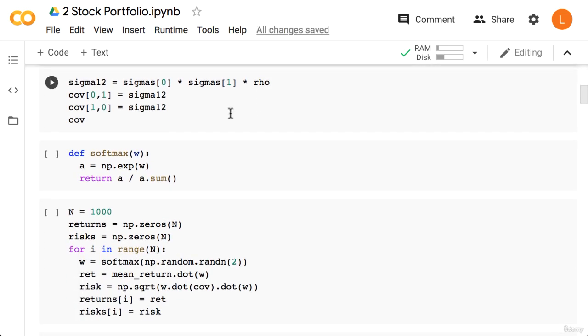Next, we need to fill in the off diagonals, since we have a non-zero correlation between our two assets. We'll call the covariance sigma 1, 2, which is equal to sigma 1 times sigma 2 times rho. Note that, since the covariance matrix is symmetric, this same value can be assigned to cov 0, 1 and cov 1, 0.